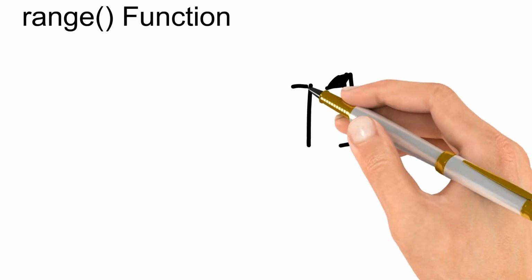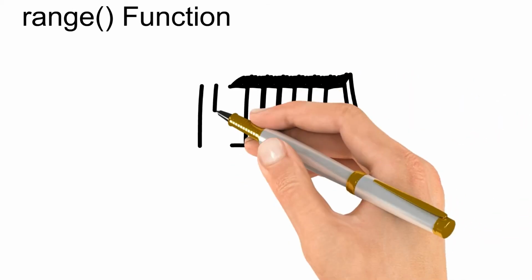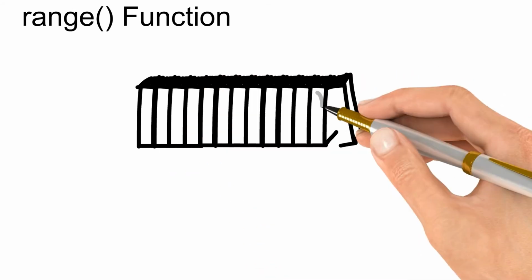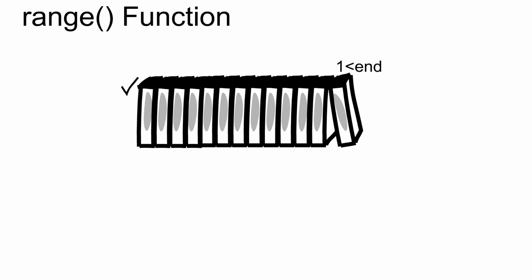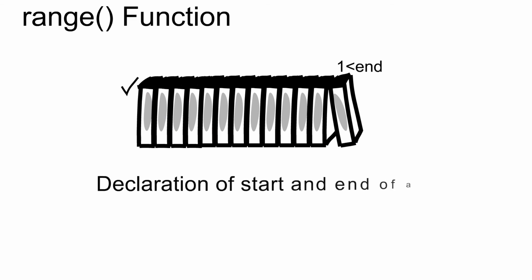Now we will take a look at the range function. So the range function is a built-in function in Python and it is used to create a list containing a sequence of numbers starting with the start and ending with one less than the stop. This function is basically used with for loop for declaration of the start and end.